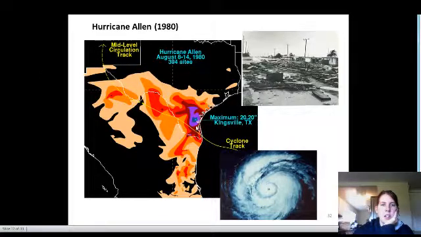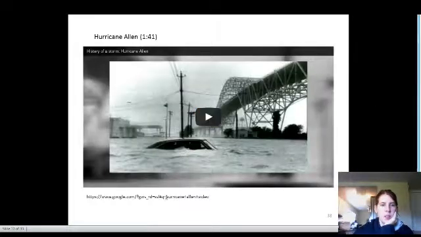So this just shows how the highest intensity of the storm impacted land right here, and kind of the rain and wind intensity as it moved through northern Mexico, southern Texas, before dispersing its energy here. And at this point, you're just getting your typical rain, cloudy weather. So this is a video of Hurricane Allen. I will post this link.